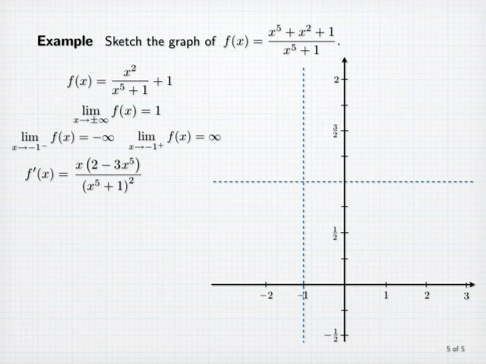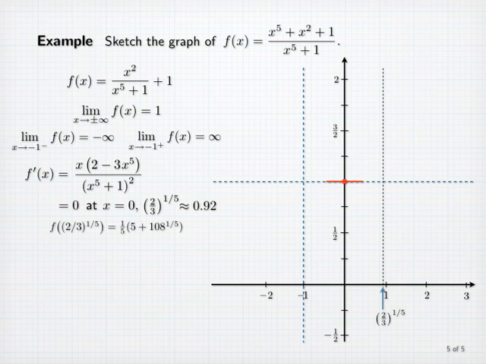So we can see that the derivative is equal to 0 at x equal to 0 and at the fifth root of 2/3, which is approximately 0.92. Now the value of the function at 0 is equal to 1, so let's plot the point 0, 1 and indicate that there's a horizontal tangent there.